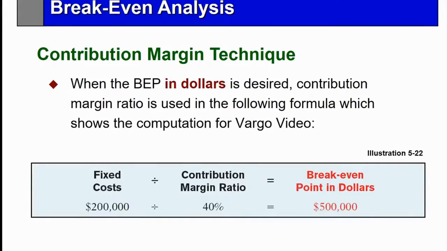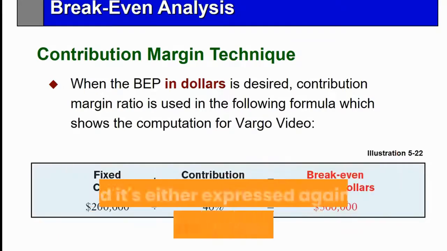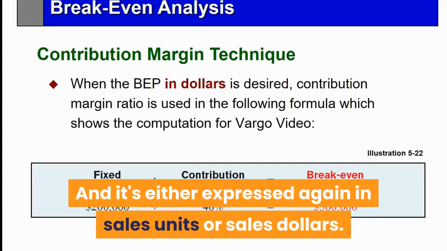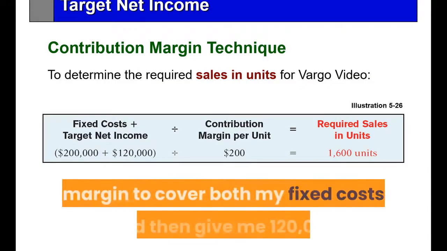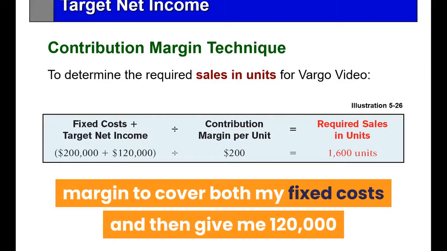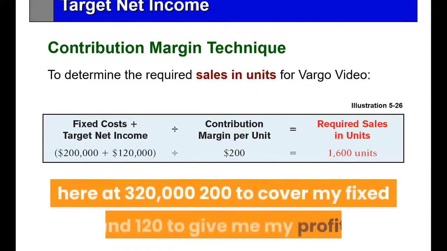Now that gives me break-even, which is zero profit. However, I'm interested in earning a profit. So the target net income is that level of sales that I need to achieve in order to get that targeted income. And it's expressed again in sales units or sales dollars. So I need a total contribution margin to cover both my fixed costs and give me 120,000, so I need a total contribution margin here of 320,000 to cover my fixed costs and 120,000 to give me my profit.